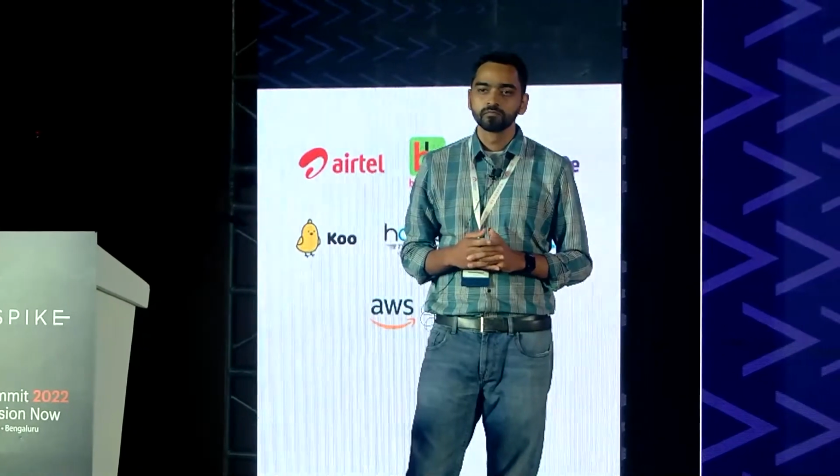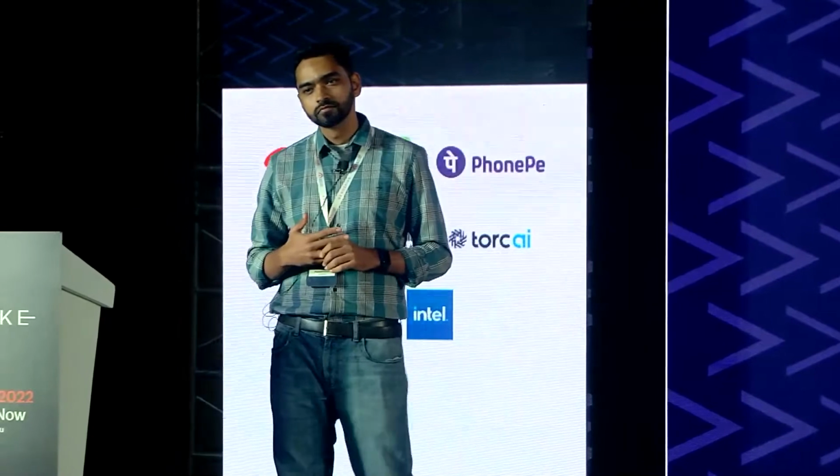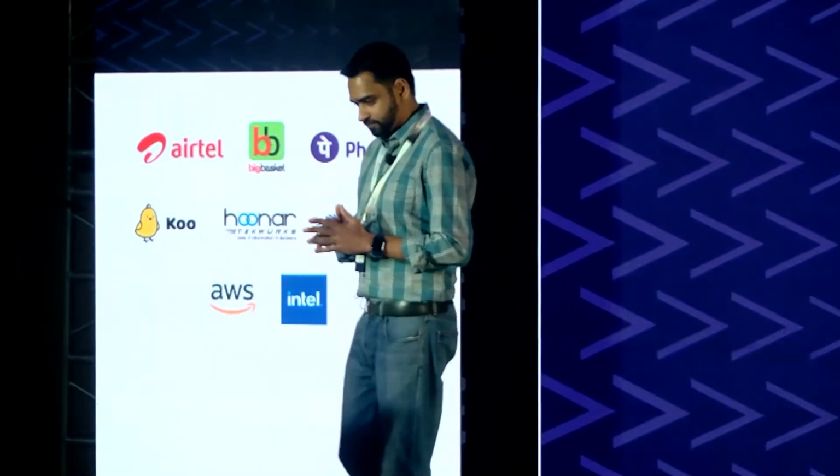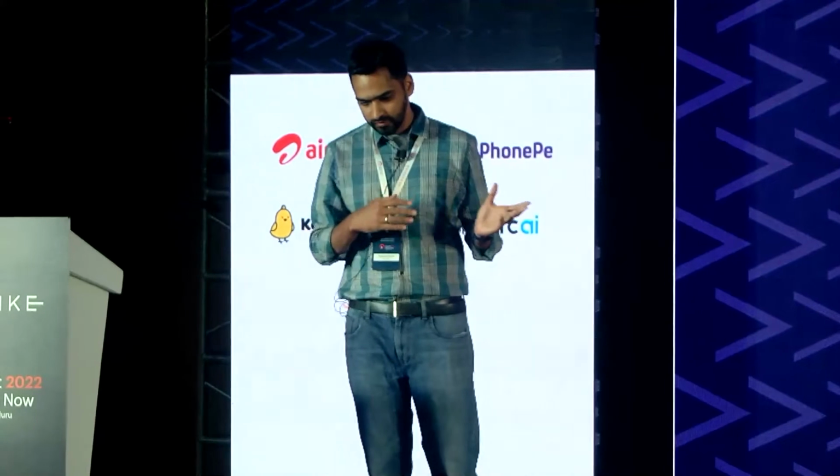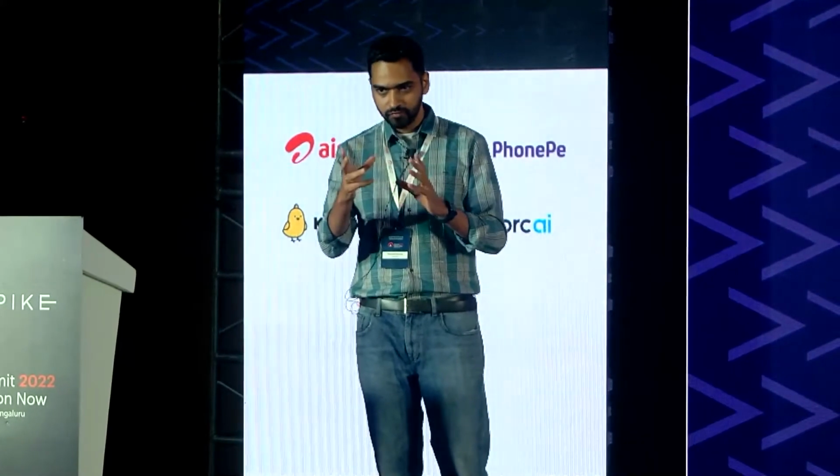Hello. I'm just curious, how did Koo solve the chicken-and-egg problem of networking in its initial days? When there are no users, how did you go from there? Yeah, the question is, how did the initial network get built? If I have to spend 2-3 minutes there.